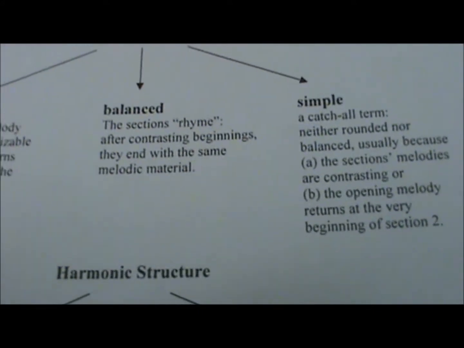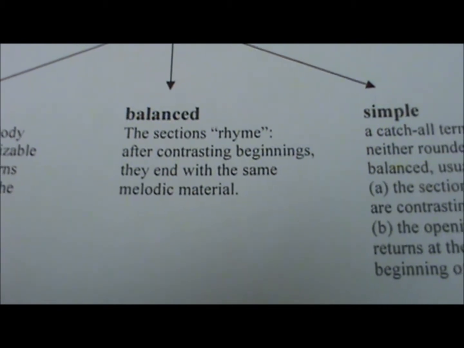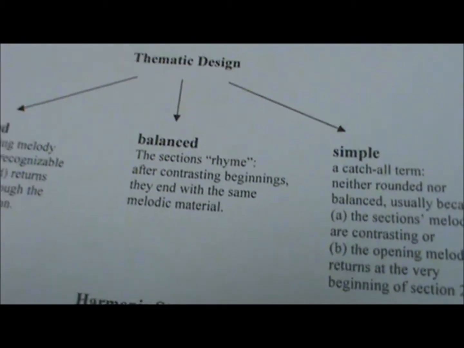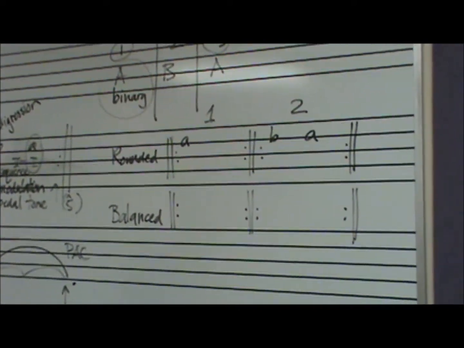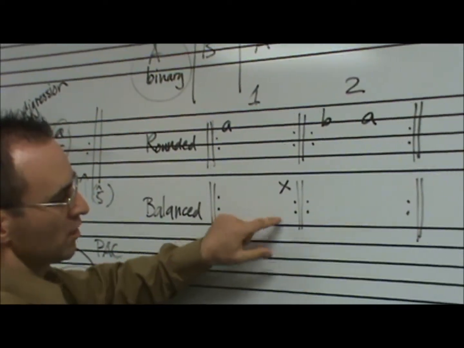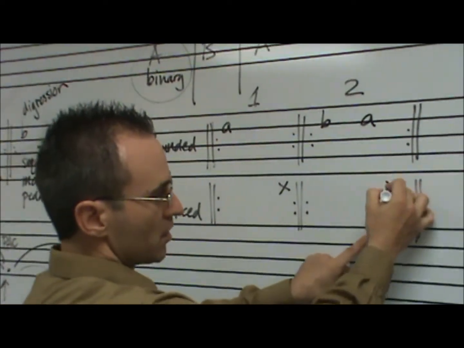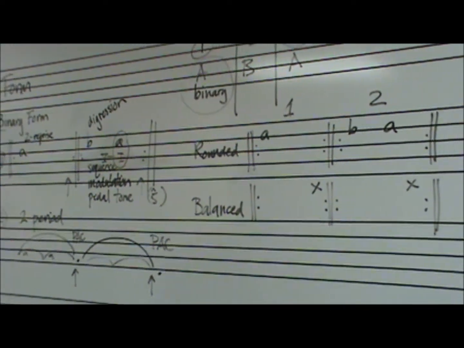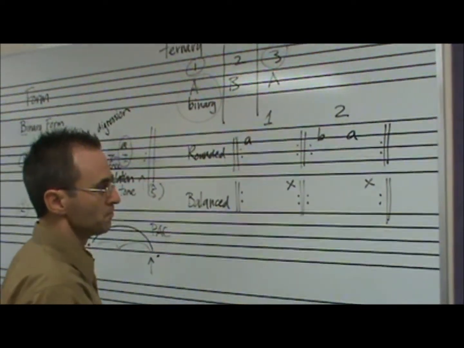Rounded. Okay, the next one on our list there is balanced. So let me write it up here as well. Balanced. Use the double bars and repeats to mark off the two sections again. Balanced means that whatever motive closes out section 1 comes back, maybe in a new key, but still the same motive, coming back here to close it all out.